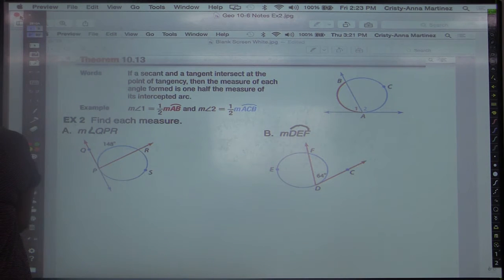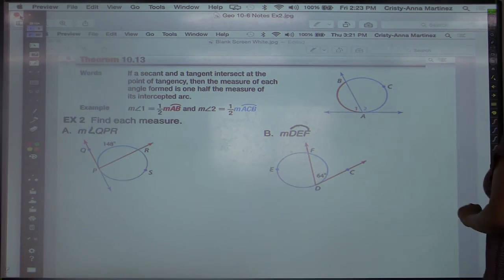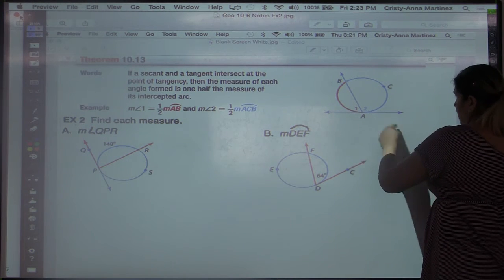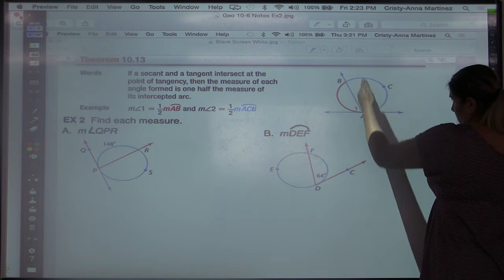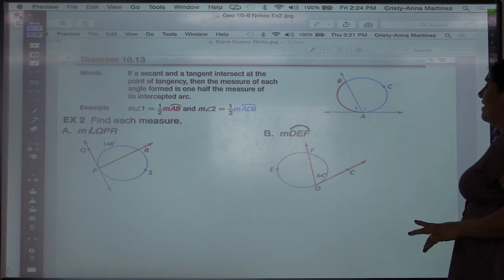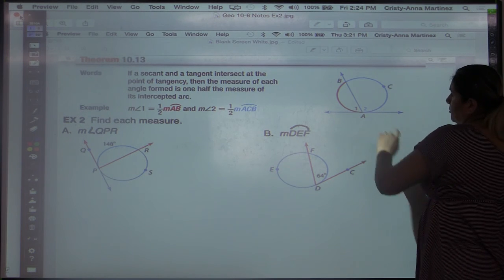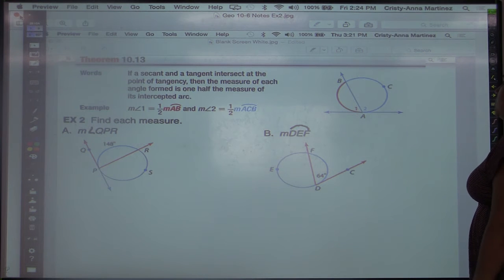And then we will go on to our next example here. We have a theorem for that. Our second theorem is theorem 10.13, and it states that if a secant and a tangent, I remember that in the last section we talked about tangents. So here we have a tangent and a secant. If a tangent and a secant intersect at the point of tangency, so here's the point where this line is tangent, as long as this secant intersects through that point, it could be going in all kinds of different directions, but it has to cross through that point of tangency. When that happens, then the measure of each angle that is formed, so here's angle 1, angle 2, is 1/2 the measure of its intercepted arc.